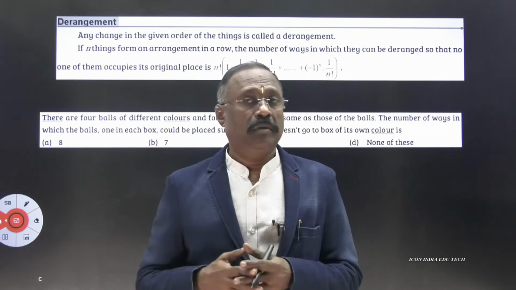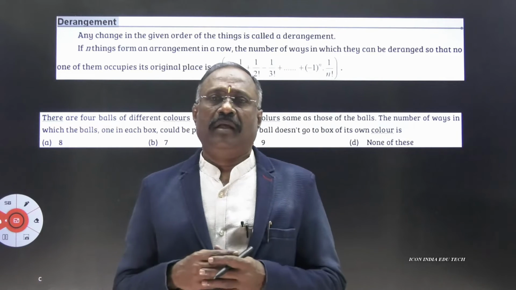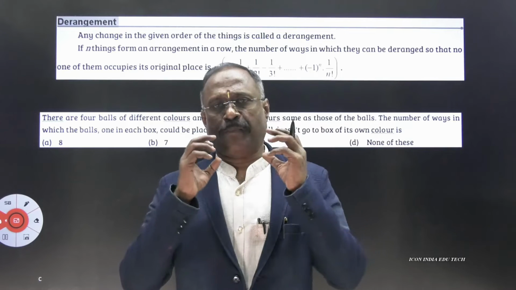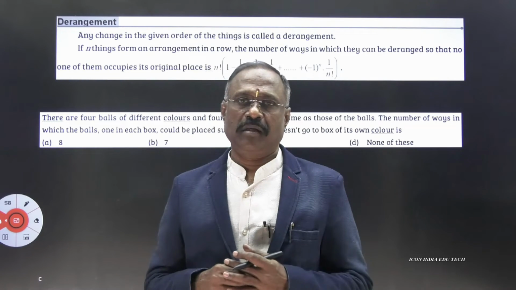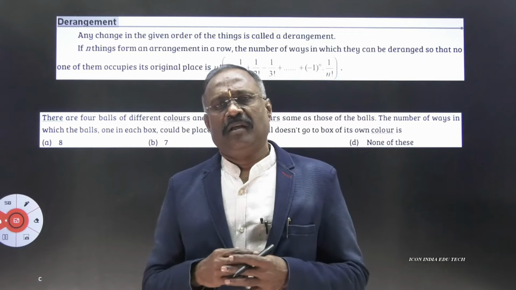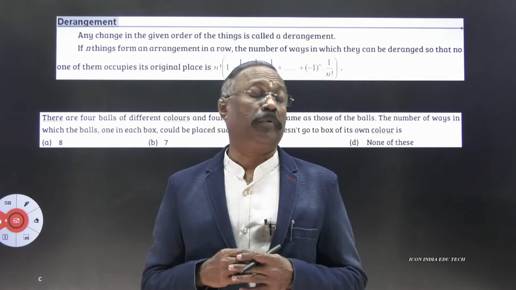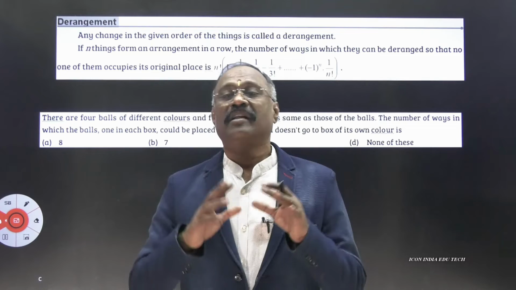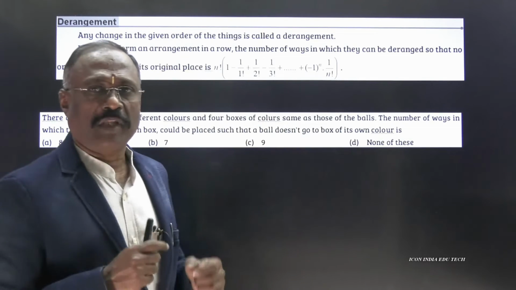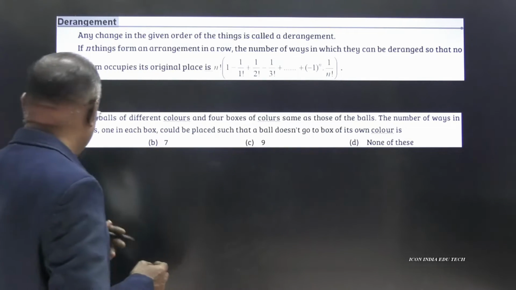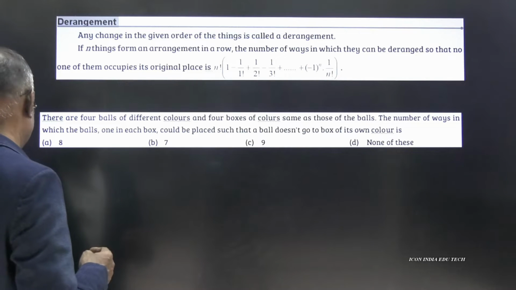Like that, if the balls are placed in their corresponding colored boxes, that is nothing but the arrangement. If no ball is placed in its corresponding colored box, it is said to be a de-arrangement. So, if I take an example, then you will understand this better. Let me give an example first so that you become more comfortable.